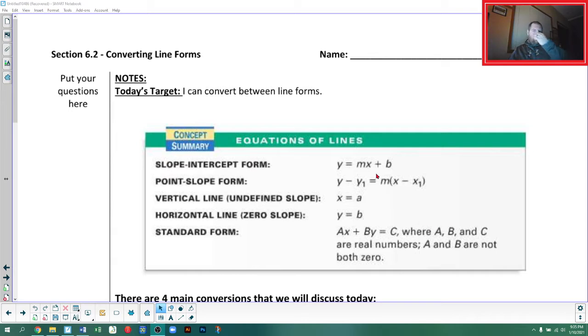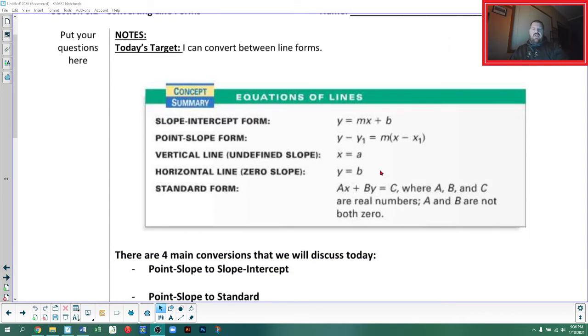So just kind of a review to start with, the different forms of linear equations. We have slope intercept form, we have point slope form, we have vertical lines are x equal a number, horizontal lines are y equal a number, and then standard form. We have ax plus by equals c, where a, b, and c are real numbers.